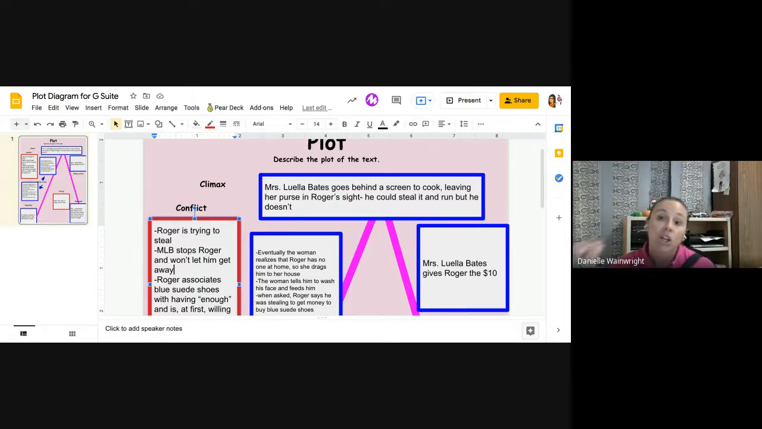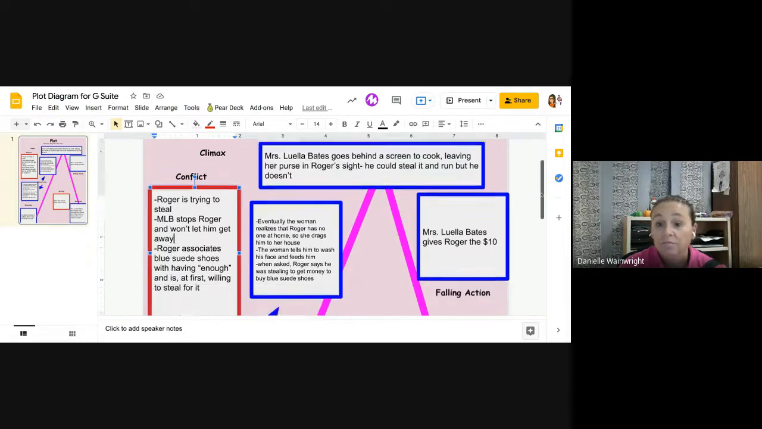This being good to her, this relationship, either with her or how it makes him feel being a good person, becomes more important to him than those blue suede shoes. And remember that the blue suede shoes represent having enough. So having a relationship with her, or being at least respected by her, is now more important than having enough. That's a big change. That's your climax.